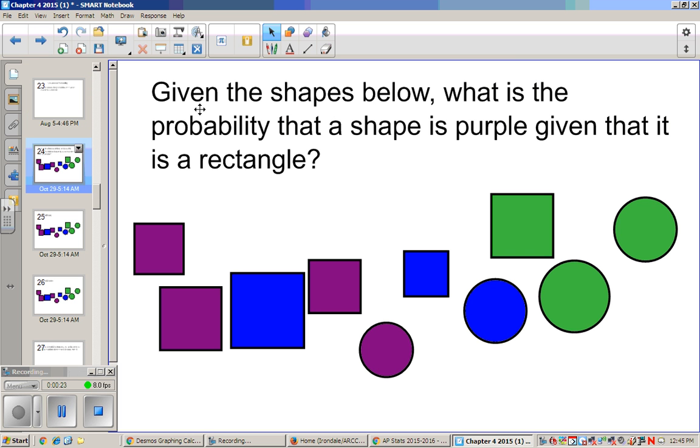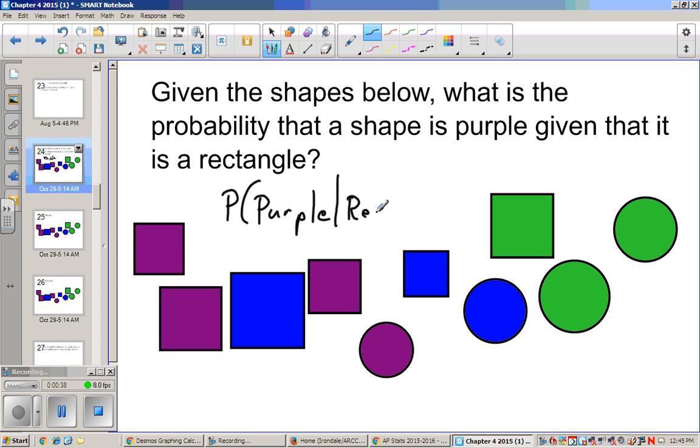Now, here we have those same shapes. From the shapes below, what is the probability that a shape is purple given the fact that it's a rectangle? So probability of purple given the fact that it's a rectangle. This is how we would write that. Probability is purple given that it's a rectangle.